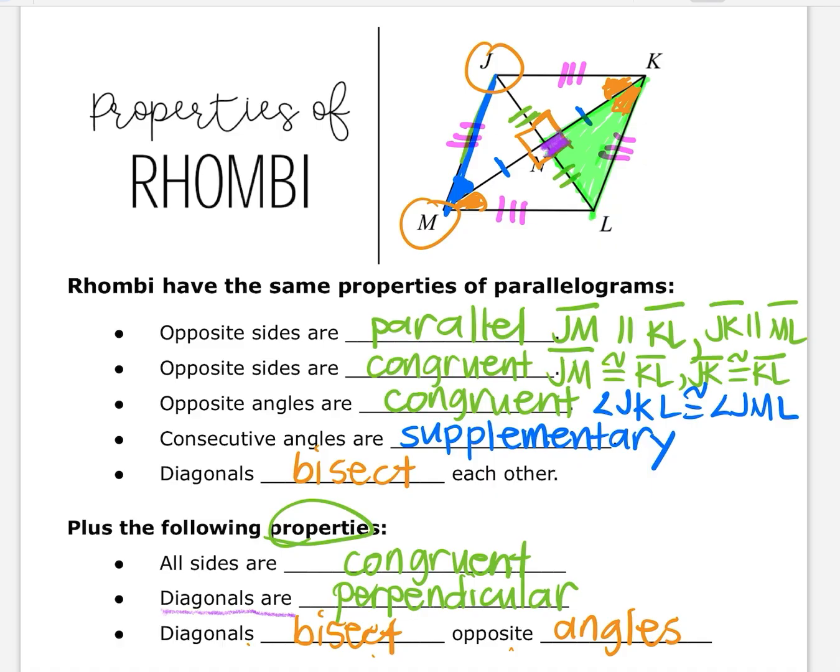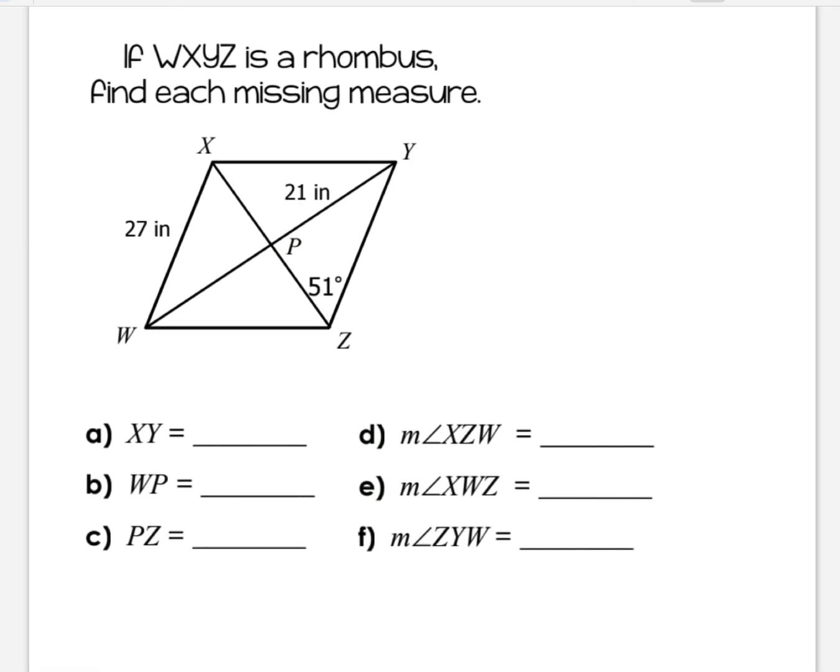So let's use these properties to try and answer this example. If WXYZ is a rhombus, find each missing measure. Let us start with letter A. A is to find XY. Since we are given one side that is 27, and this is a rhombus, and we know that in a rhombus all sides are congruent, then XY is going to be 27 inches as well.